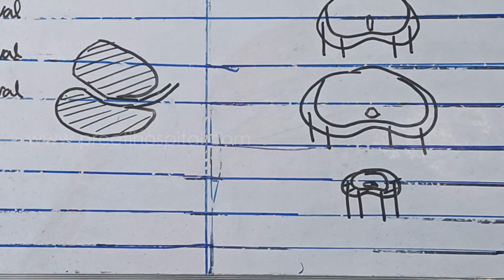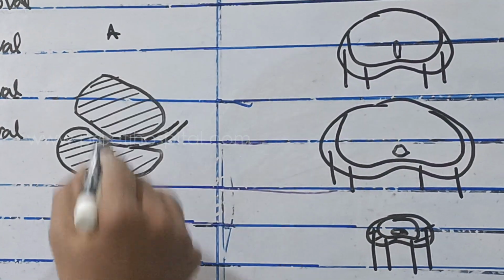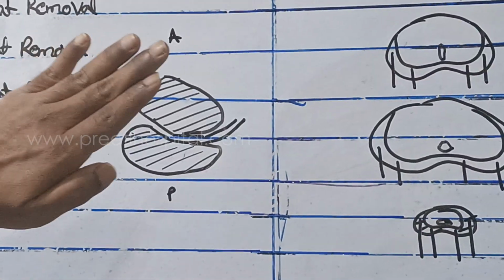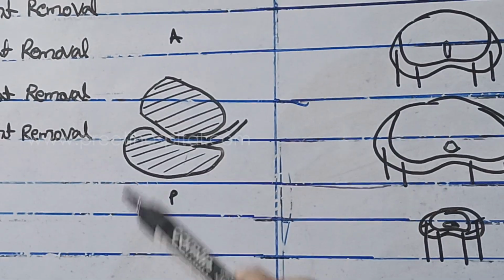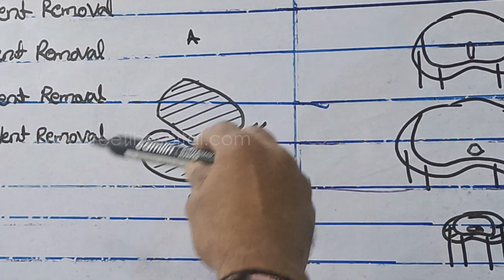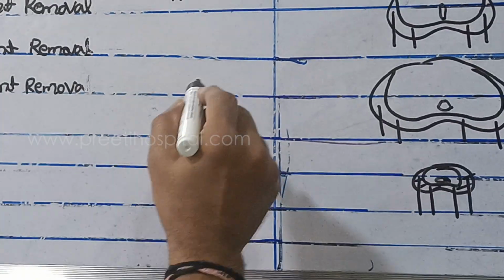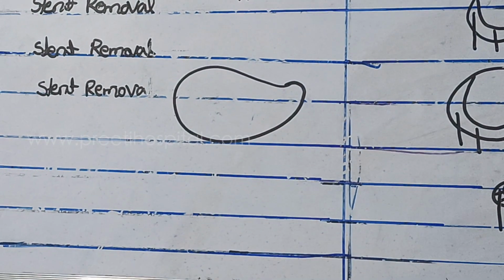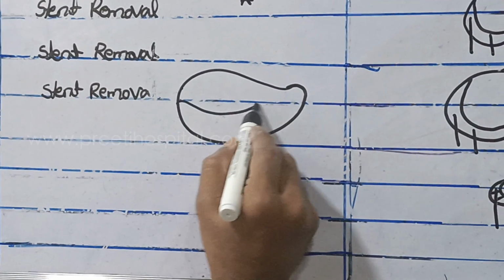So, which is anterior? This is anterior. This is posterior. So you are imagining only one side of the surface here. Anterior posterior means rotation. Okay. Diagram, lateral surface, it will be like this only. This is the lateral surface. This is anterior.